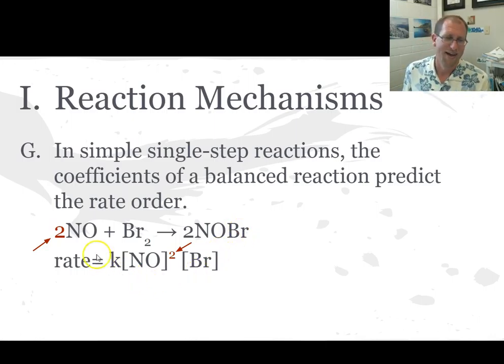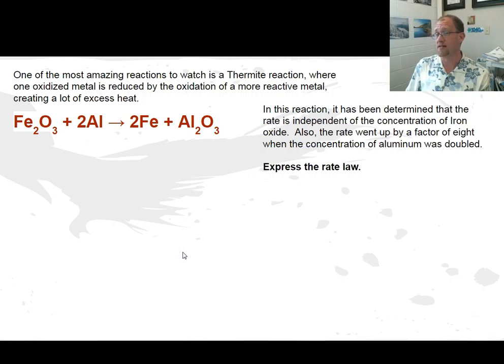The coefficient in front of the 2 actually becomes the exponent. So in some reactions, you can see a coefficient of 2 and say, oh, I bet that's a second order reaction. That doesn't always work, but it's a good starting point, a good hypothesis to begin at and then test to see if that's right. Okay? So let's do an example together.